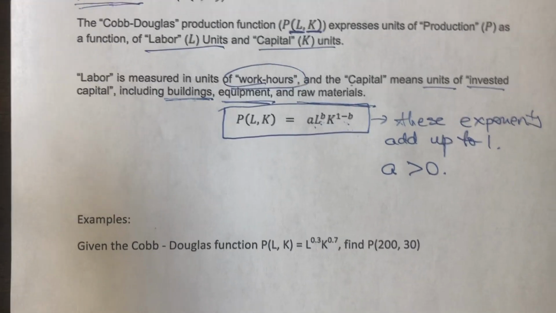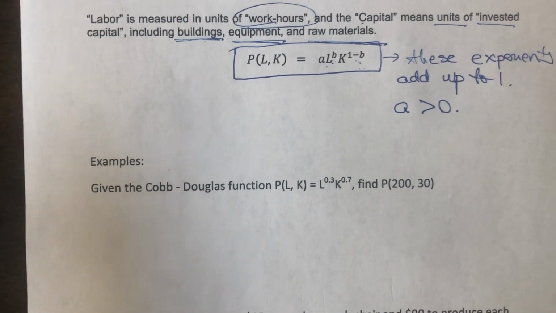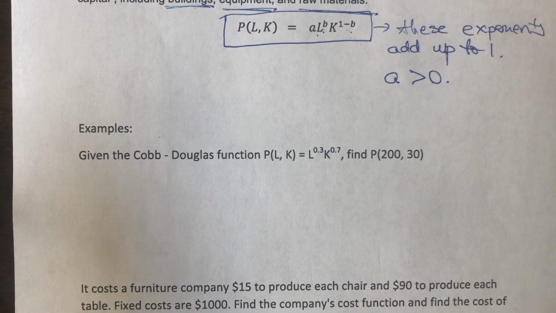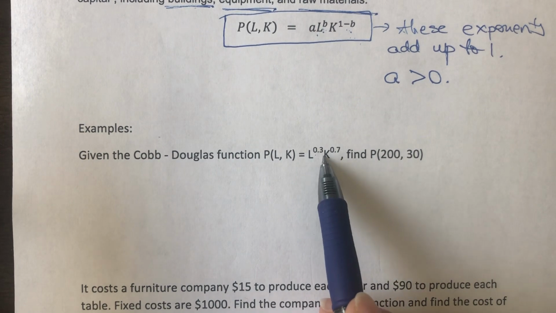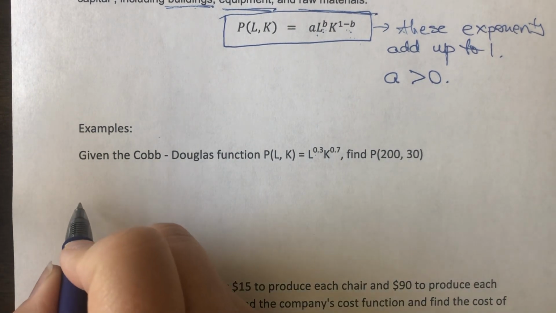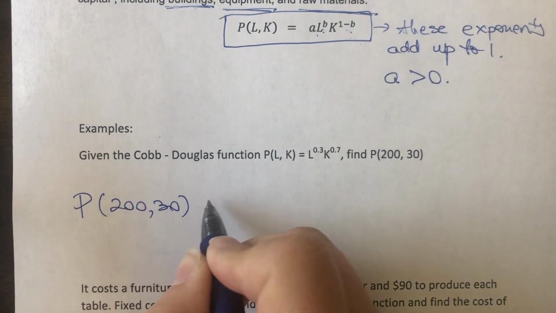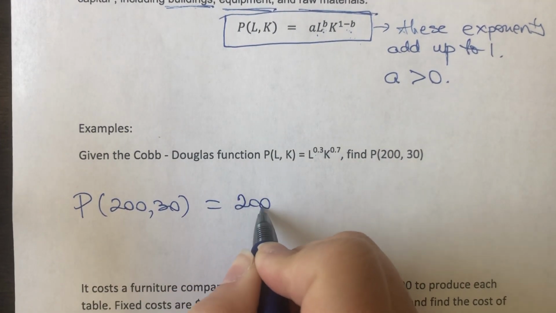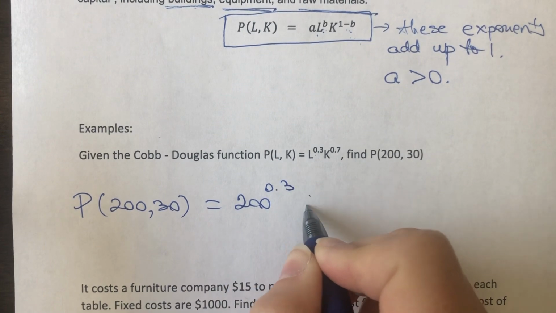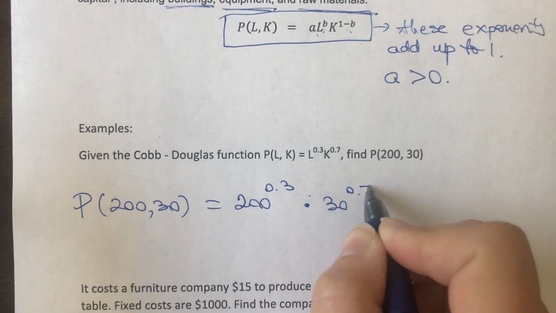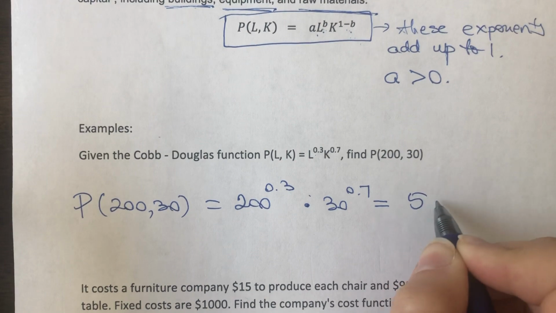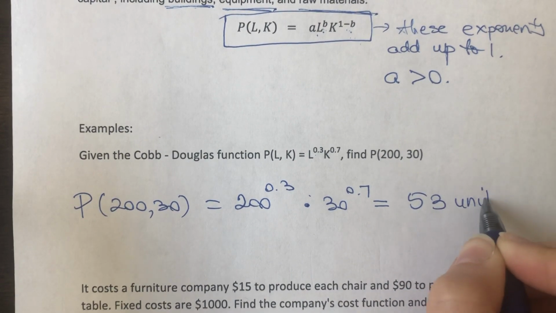Good. So for now, we're going to learn to take its derivatives, find a maximum as usual and everything else. But what we want to do for now is just what we've done, evaluate it. So as you see, these exponents here add up to 1. So it just simply says plug in 200 and 30. So sure enough, we'll need a calculator. 200 to the 0.3 times 30 to the 0.7. Plug that in and you're going to get about 53 units.